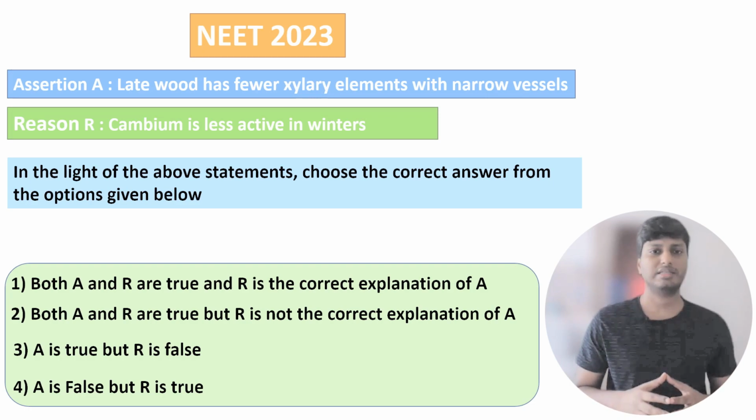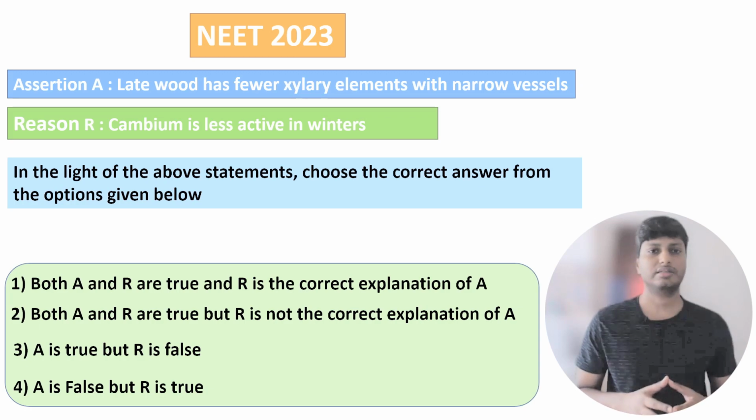Now dear students, finally coming back to the question, the assertion was: late wood has fewer xylem elements with narrow vessels, and the reason for that is cambium is less active in winters. Now as we have understood the concept of what is early wood and what is late wood, that is early wood is spring wood, late wood is autumn wood, the assertion says that late wood has fewer xylem elements with narrow vessels, so they are talking about the late wood, that means they are talking about autumn wood. So the assertion is right.